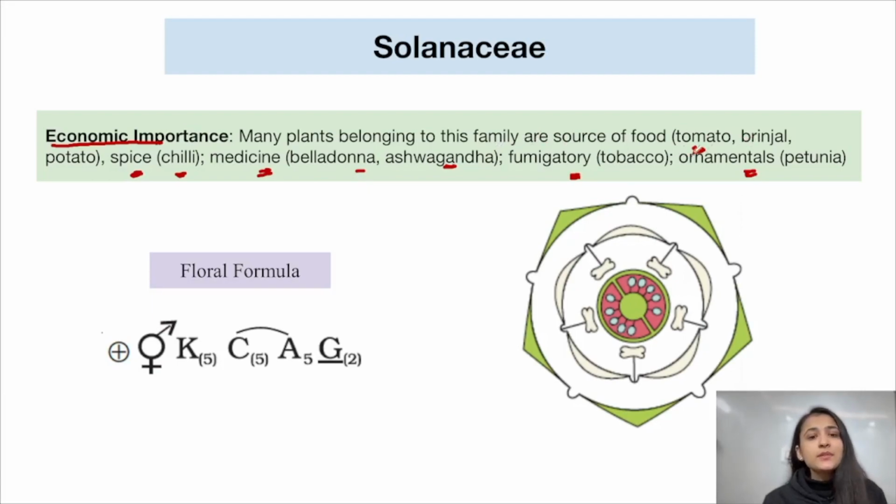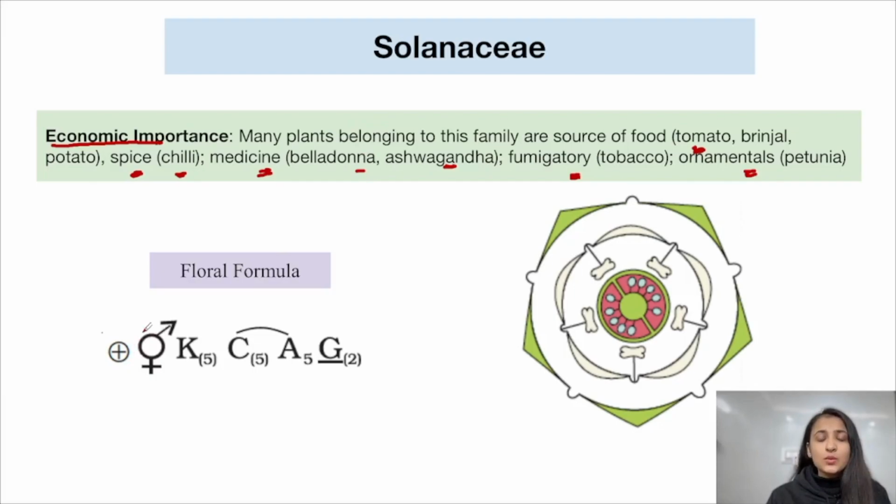So all of these examples mentioned in brackets are examples of various plants which belong to the family Solanaceae. Tomato, brinjal, potato, chili, belladonna, ashwagandha, tobacco, petunia, all of these plants have different kinds of economic importance. As food, tomato, brinjal and potato are used; as spice, chili is used; as medicine, belladonna and ashwagandha are used; for its fumigatory properties, tobacco is used; and as an ornamental plant for decoration purposes, petunia is used. Okay, so this is the floral formula that we have written for the family Solanaceae.